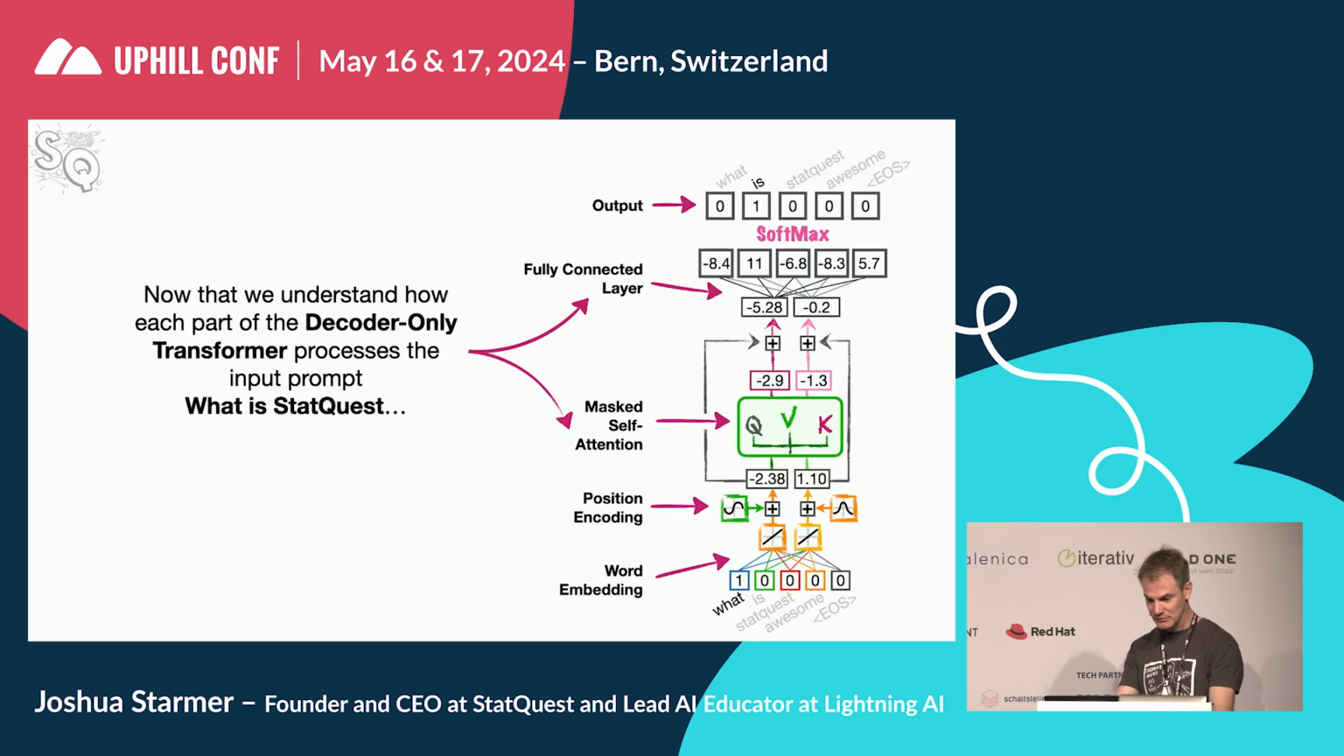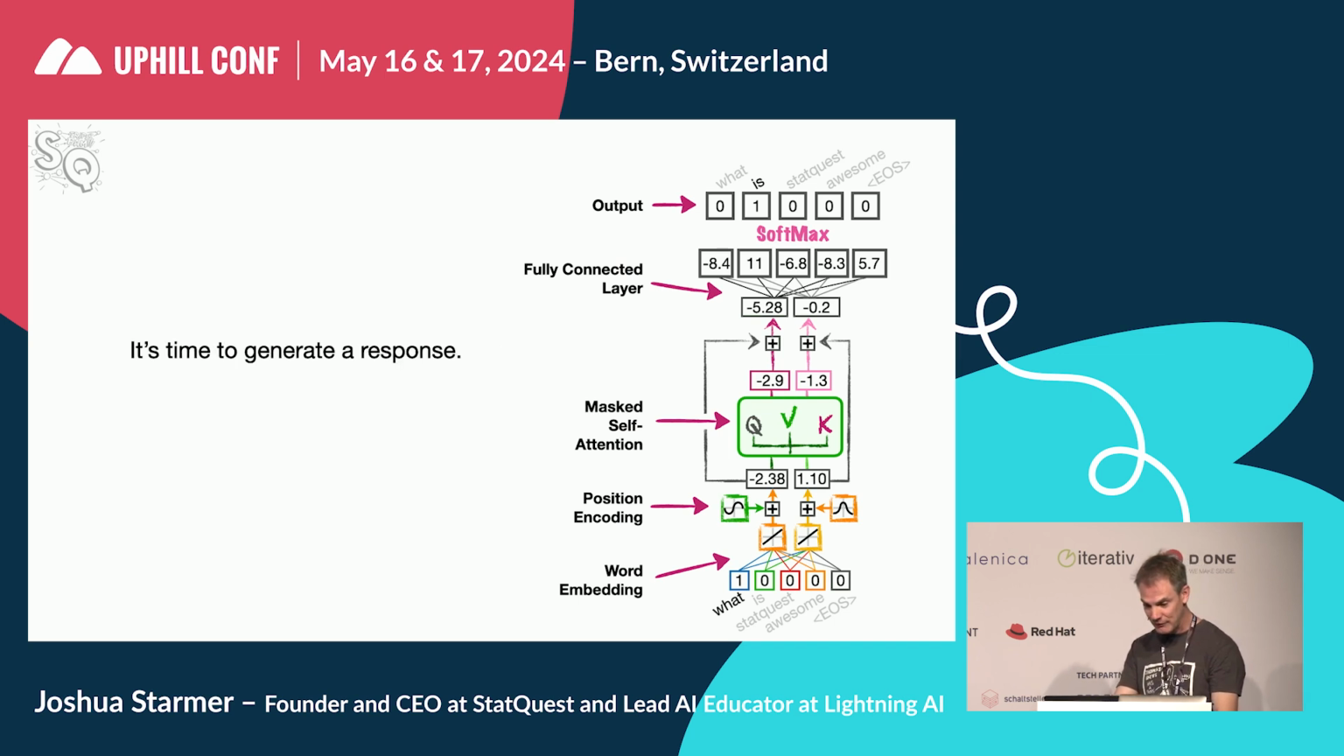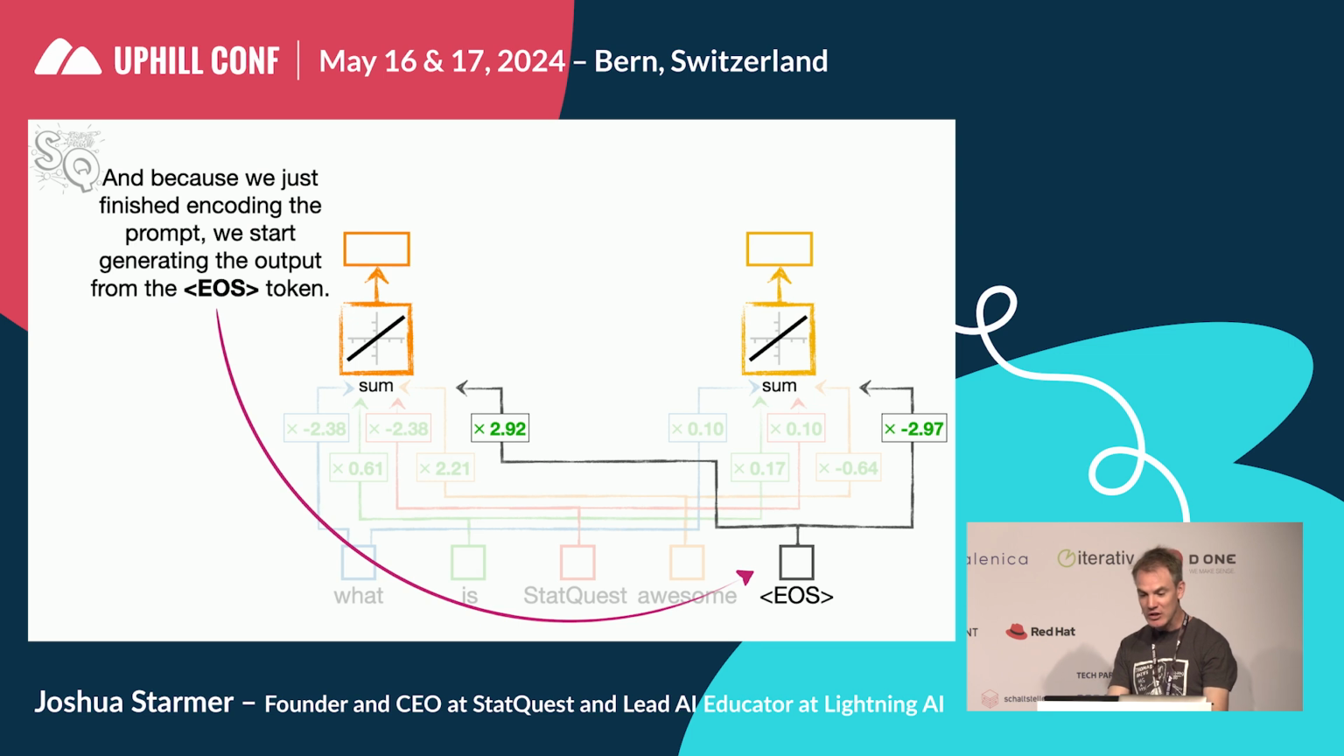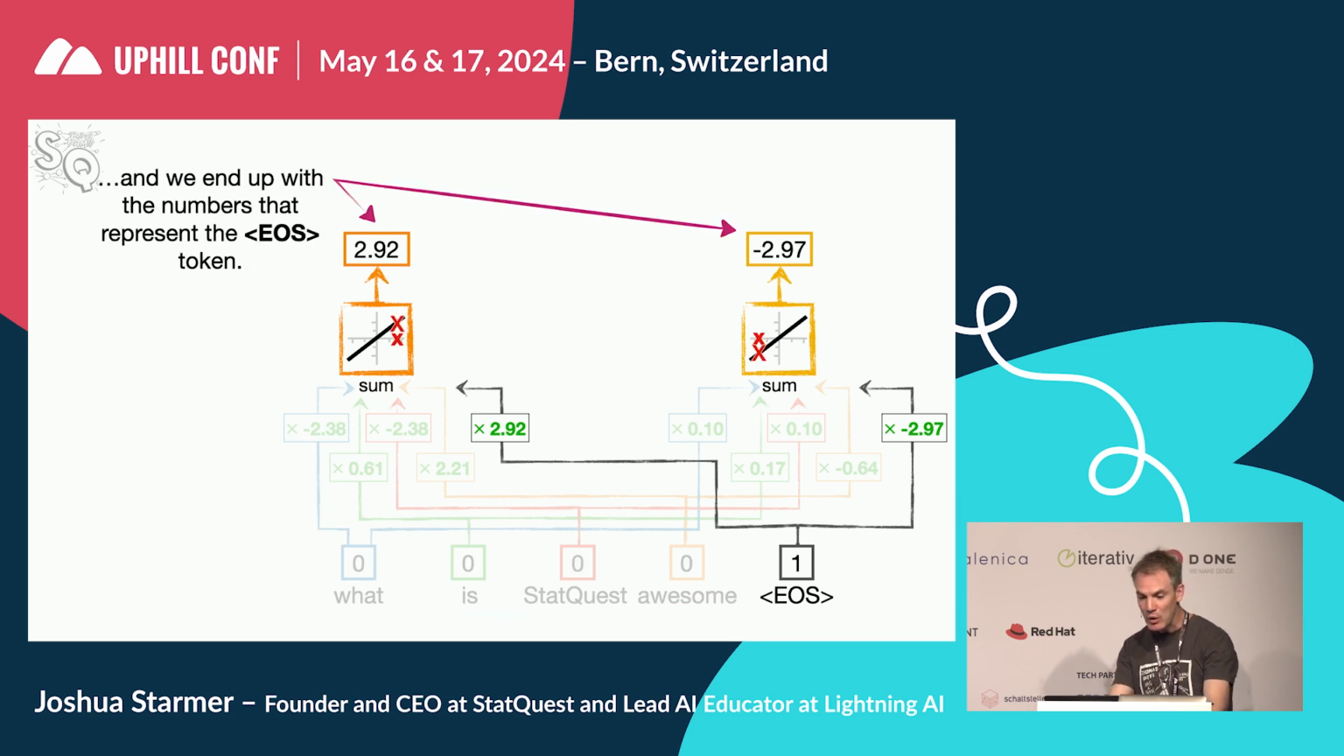Bam. Now that we understand how each part of the decoder-only transformer processes the input prompt, what is StatQuest, it's time to generate a response. And that means going back to word embedding. And because we just finished encoding the prompt, we start generating the output from the EOS token. And we end up with numbers that represent the EOS token.